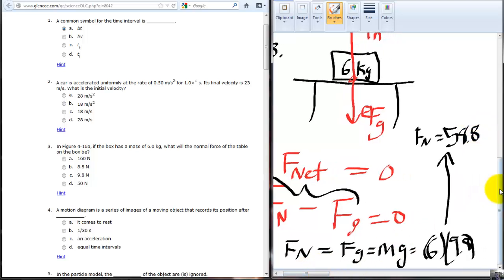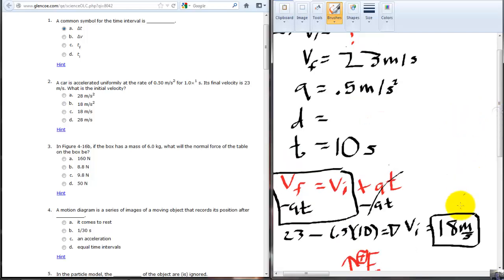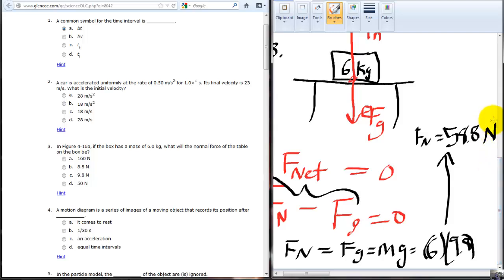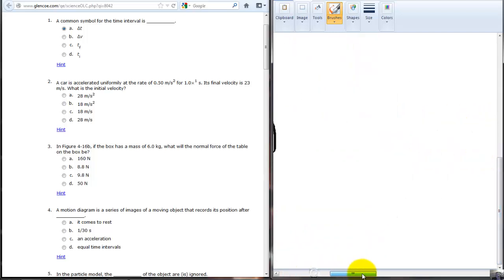I can move over a little bit. And our units are going to be what? This is a force, so our units are newtons. Sorry, I just accidentally jumped up. There we go. Okay, let's go over, make a space. Next problem.